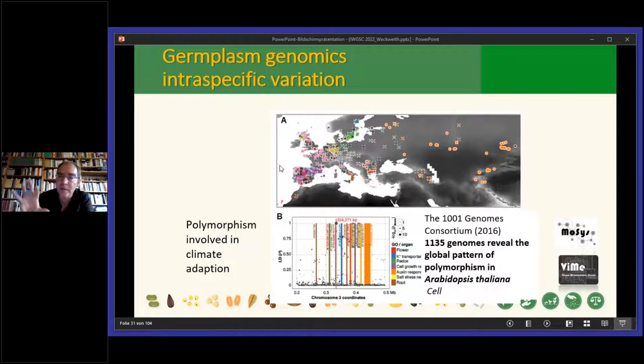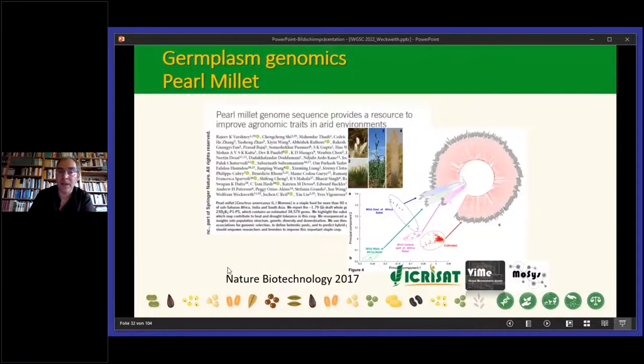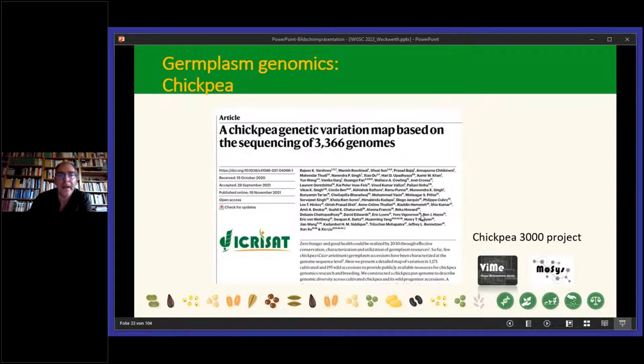Now, once you have all this polymorphism information, you can do genome-wide association studies and start to give interpretations of climate adaptation. We did the same with the ICRISAT Institute in Hyderabad on pearl millet. We sequenced 1,000 genotypes from pearl millet cultivars, but also wild types from original habitats from Africa. And we are also closely working together with Rajiv Varshney on a chickpea 3000 project. They recently published this chickpea genetic variation map, whole genome sequencing of 3000 and more genomes, and we are working closely with them together on this.